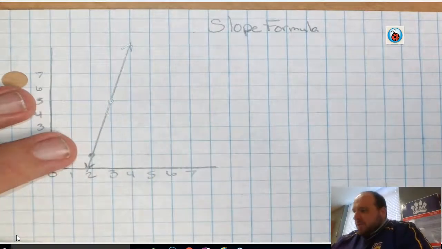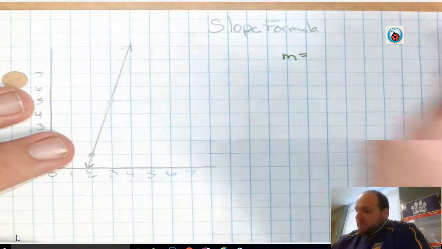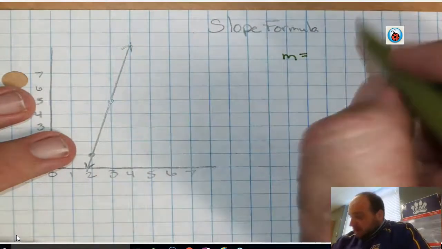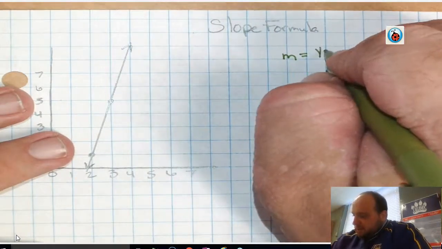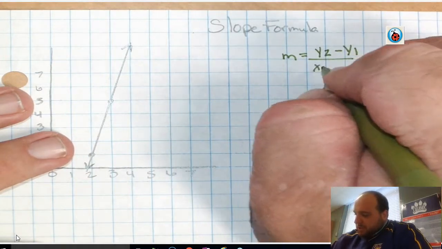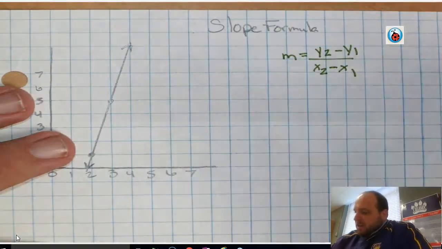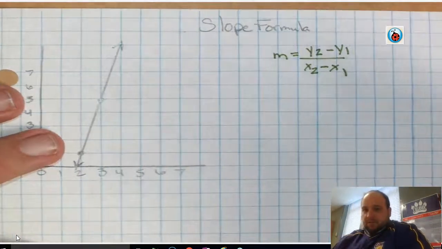And the way we do that is the following. So slope being m is equal to y2 minus y1 over x2 minus x1, okay? What you need to understand is this, okay?